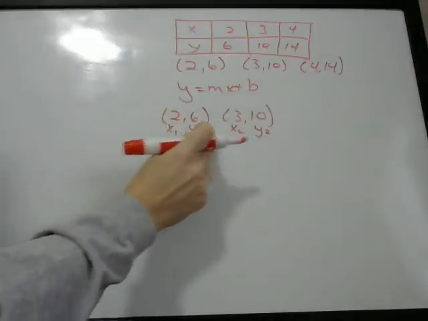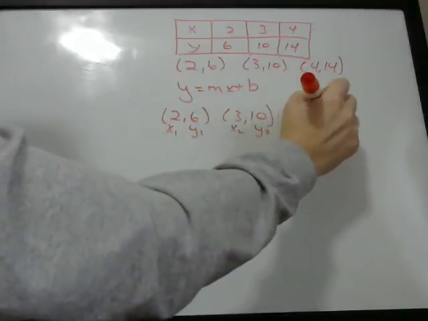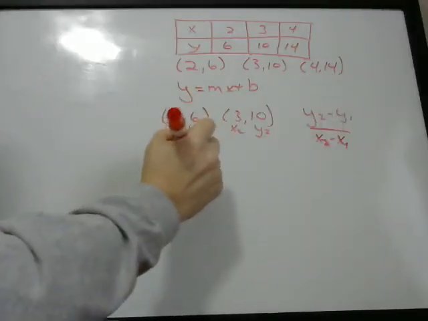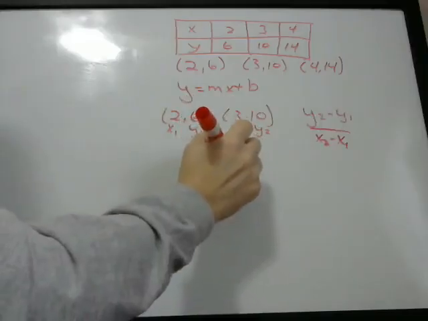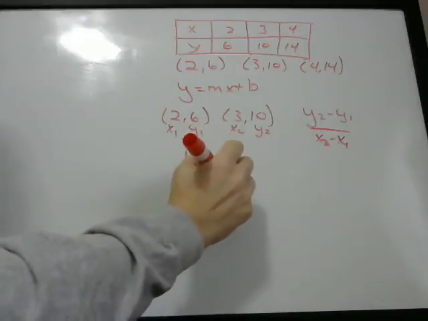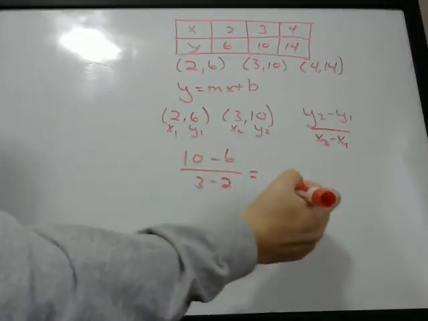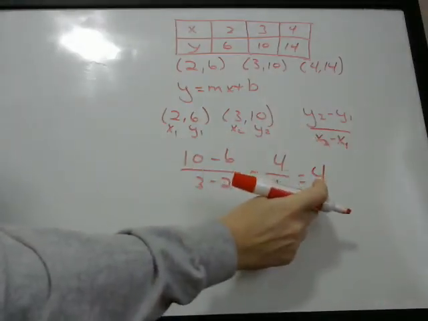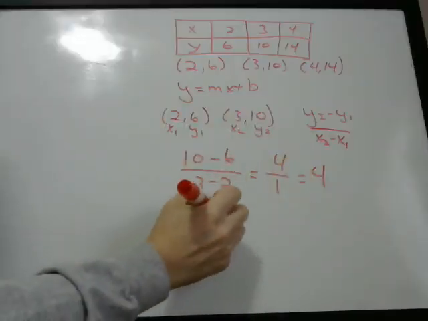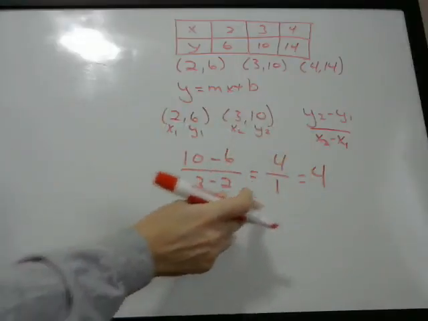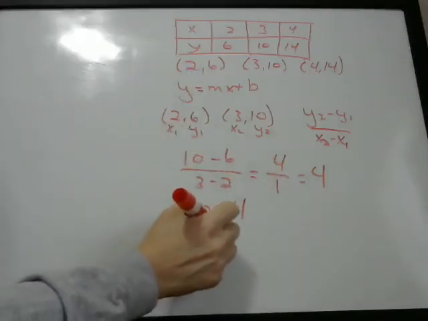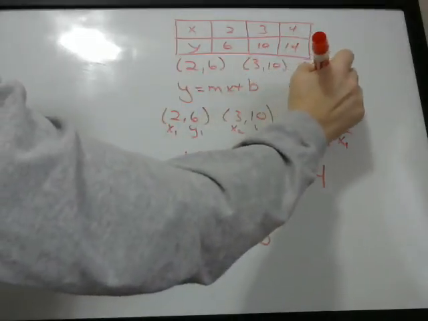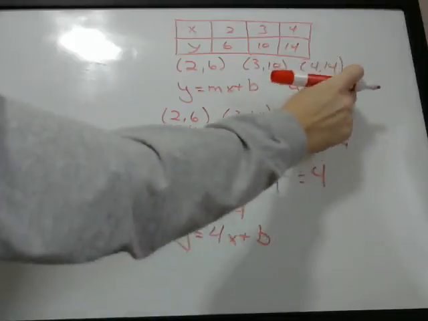We have 2 points, x1, y1, x2, y2. We know that the slope is y2 minus y1 over x2 minus x1. So y2 is 10, y1 is 6, x2 is 3, x1 is 2. So we have 10 minus 6 over 3 minus 2, which is 4 over 1, which is just 4. So we just figured out the slope, right? We took 2 points, figured out the slope. So m equals 4. So now we have y equals 4x plus b, because we just figured out what the slope is. But we still have to figure out what is b.